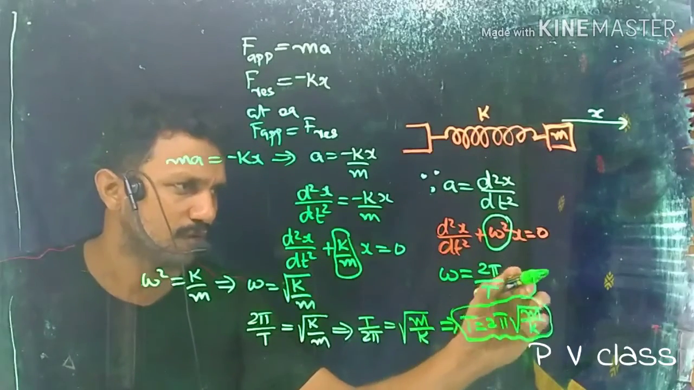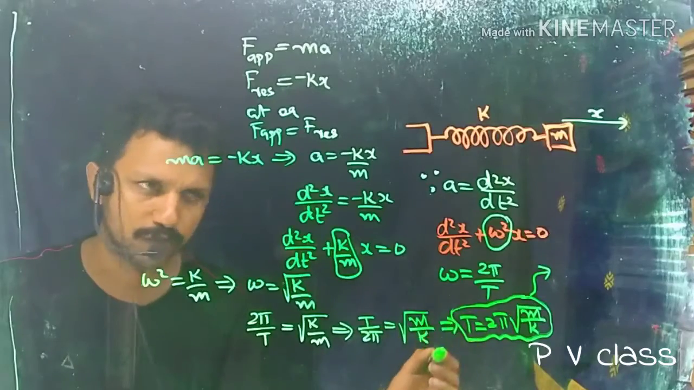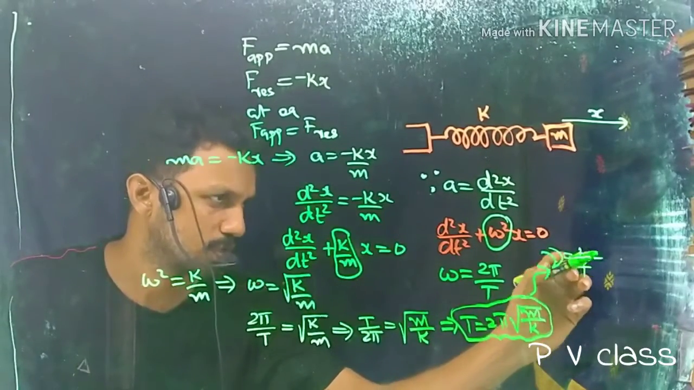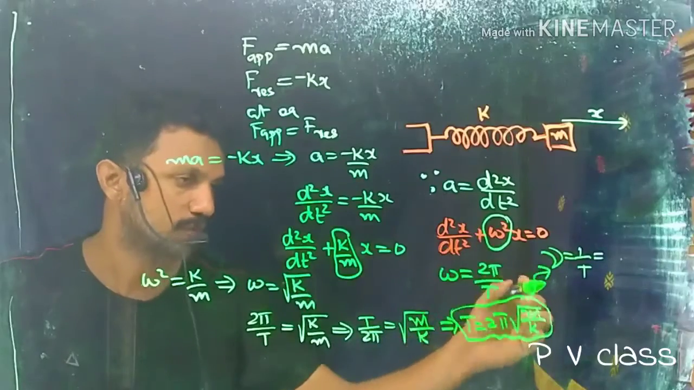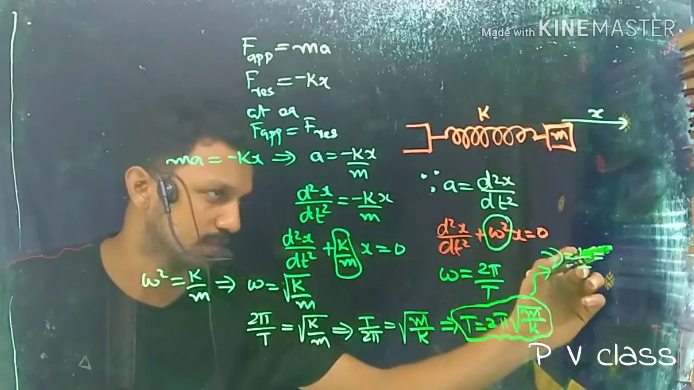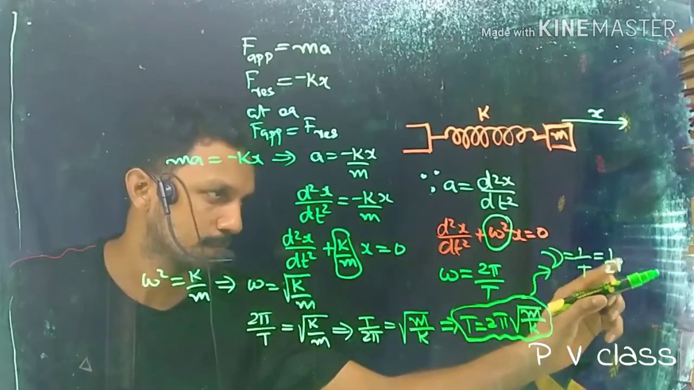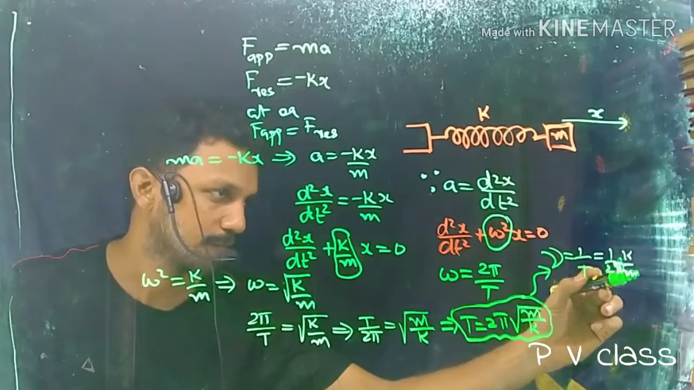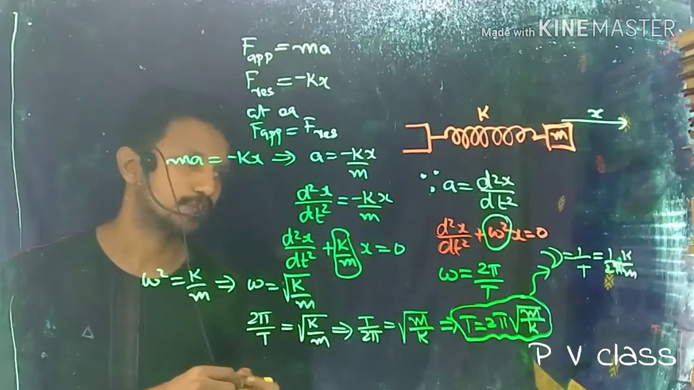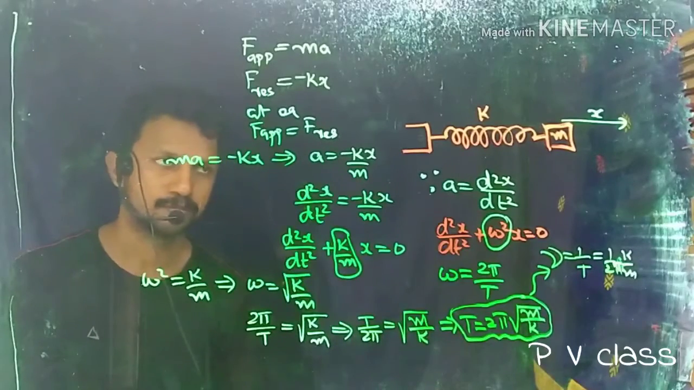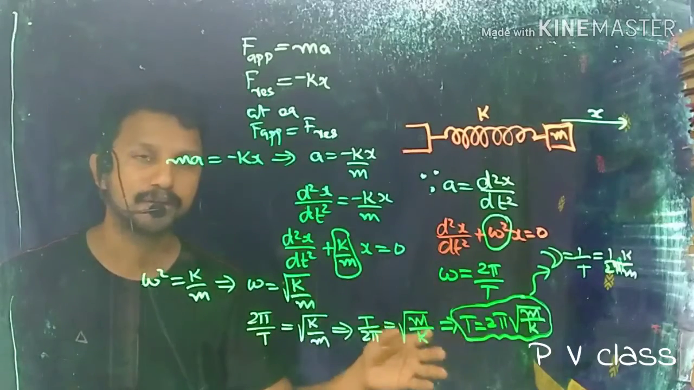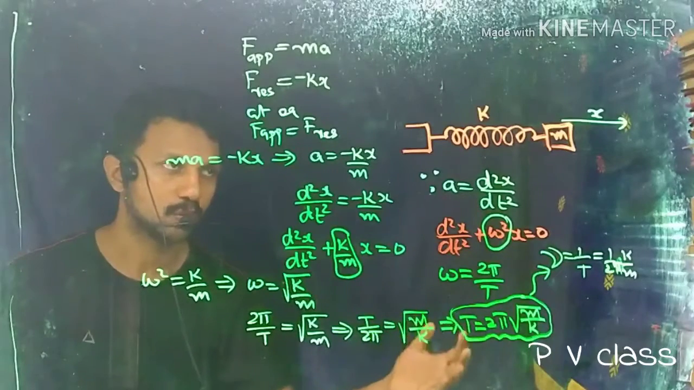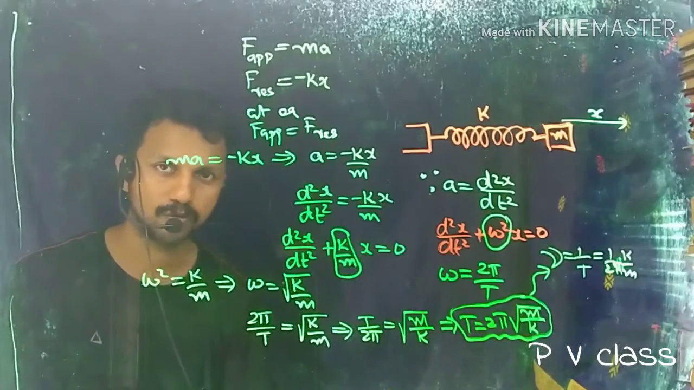Then if we want to derive an expression for frequency, we know frequency is the reciprocal of time period. Therefore, the frequency expression will be the reciprocal of this, that is 1 by 2 pi root of k by m. This is the expression for frequency. Thus, this is how we derive the expression for time period and frequency of an oscillating spring. Hope you have understood this.